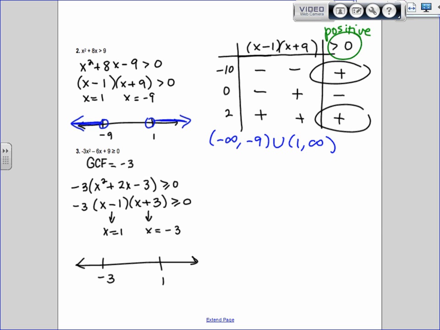I test each location. Now, some of you guys can probably do it without doing the chart. That's fine. You can do it in your head and say, if I plug in -4 into that factored form, what do I get? Okay, so my factored form still involves a -3.